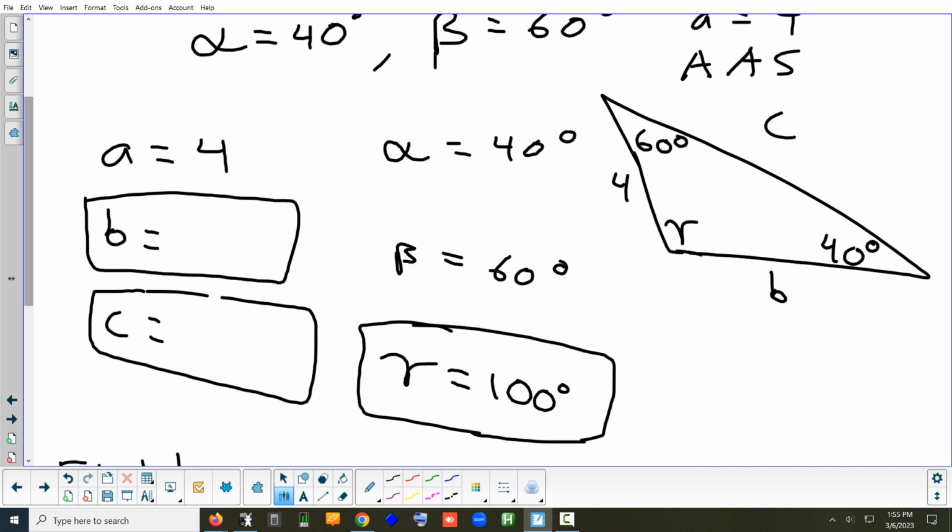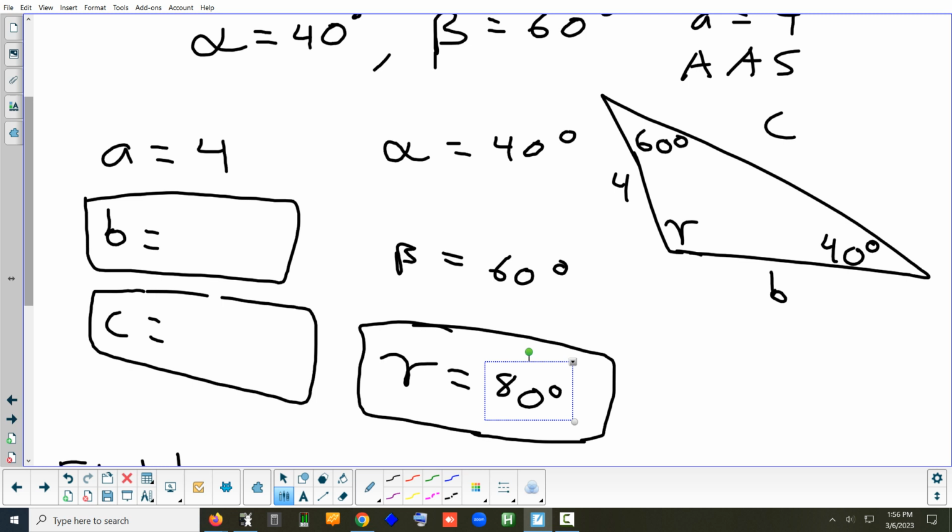I'm confused why it's 100. Oh, it's 80. 40 and 60 add up to 100. I think you said 80. Yeah, 40 and 60 is 100, plus 80 is 180.